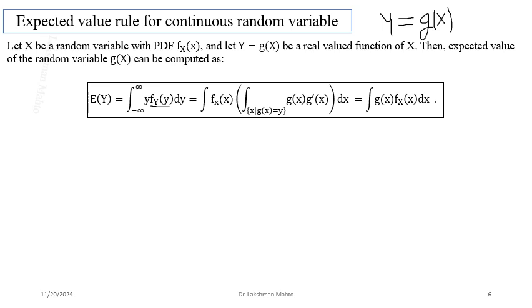But we are not interested in that. Through a change of order of integration, it will just turn into the integral of g of x, and the weight is provided by the density of x. The density of y is not coming in here. This we call the expected value rule. The integral is again from minus infinity to infinity.